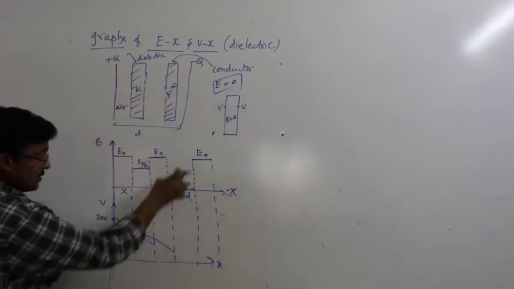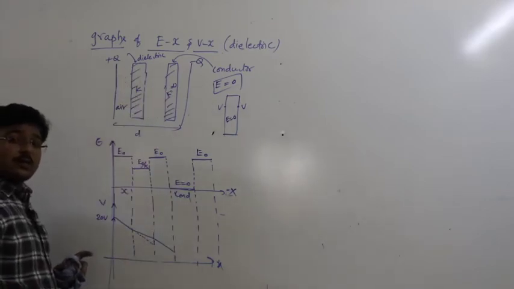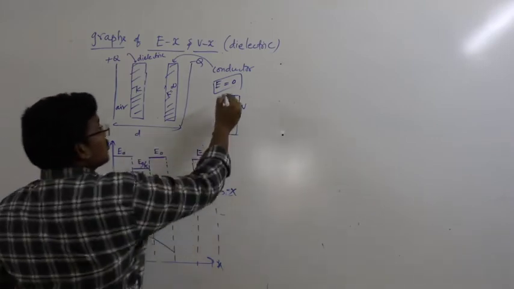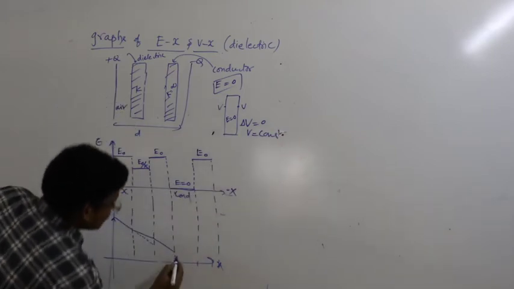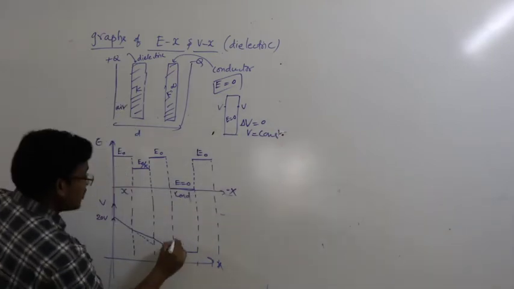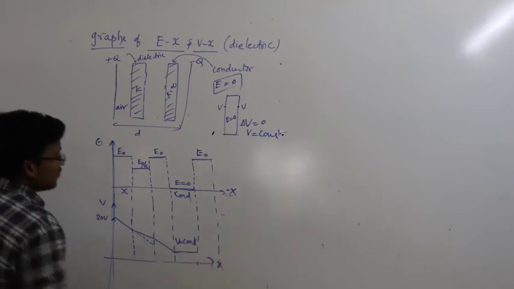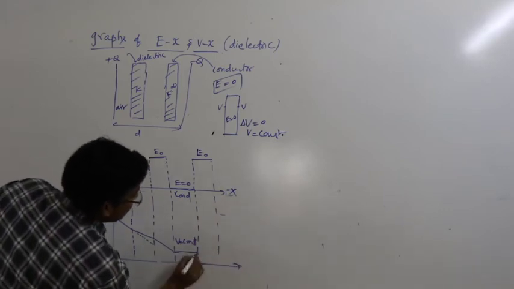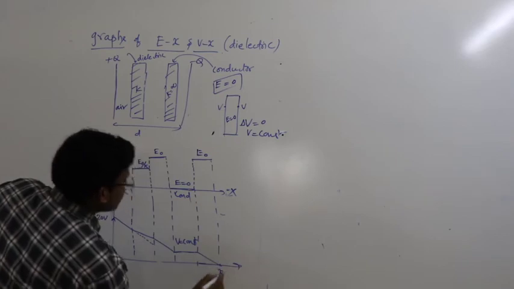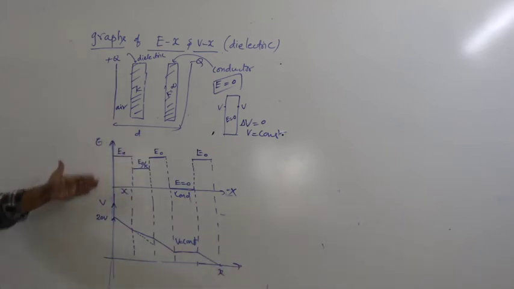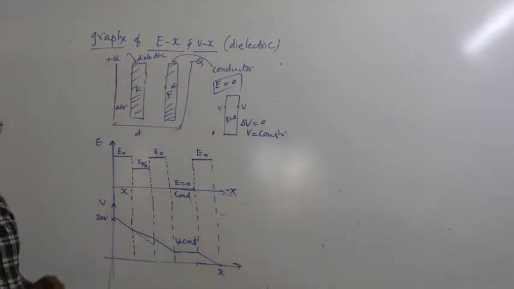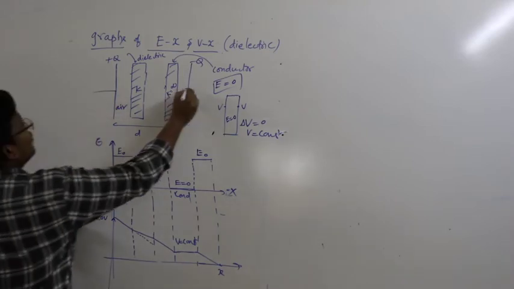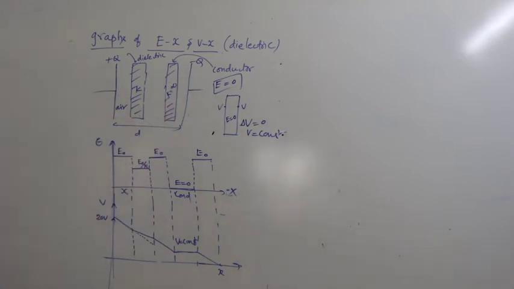Now coming to the conductor, this is the conductor region. You know that in a conductor the potential difference is 0, which means delta V is 0, which means the potential is constant. So here V is constant. Now again air comes, so it can drop to 0. So this is the graph of electric field and potential for dielectrics and conductors placed in between a two parallel plate capacitor. Okay, did you understand?